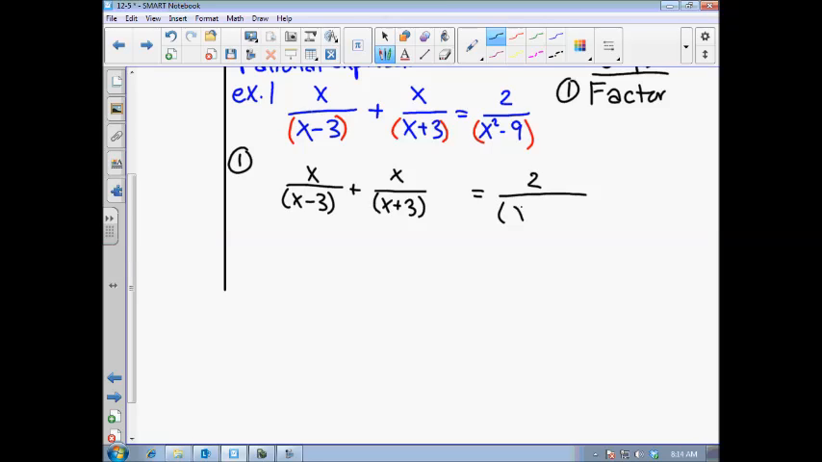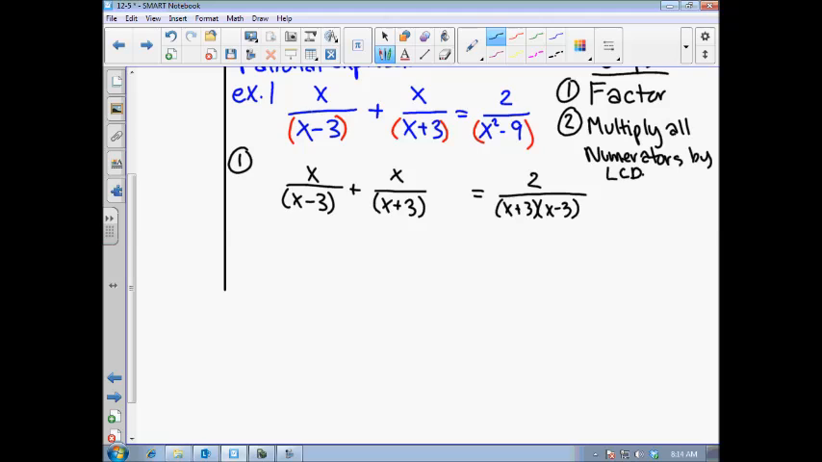Otherwise, it's going to be really squishy. Oops, I should be writing the factors: x plus 3, x minus 3. Okay, so on our list of steps, step 2 is to multiply all numerators. We're only going to multiply the numerators by the LCD. What does LCD stand for? Least common denominator.